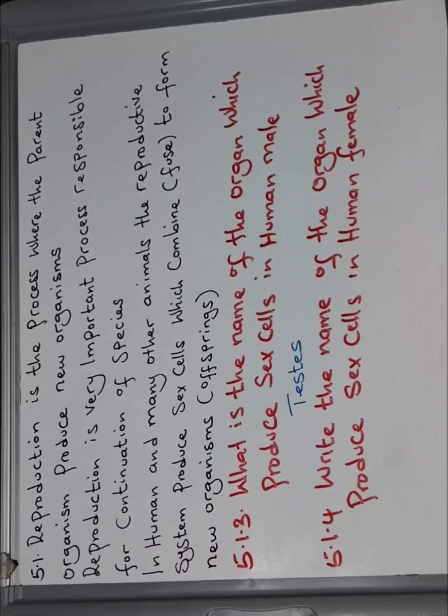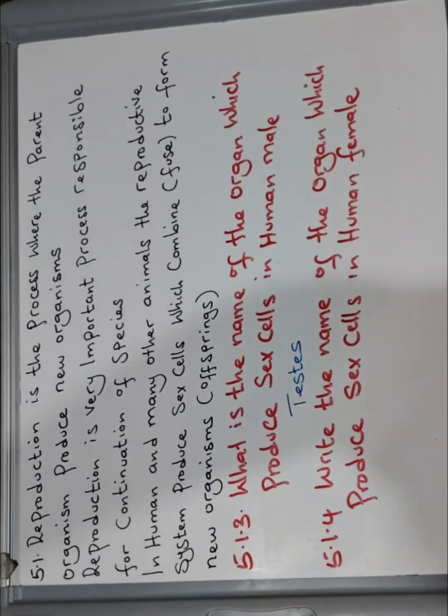Then comes another question. It says, write the name of the organ which produces sex cells in human female. Okay. Where are sex cells produced in female? Okay, they are produced from structures called ovary, which are located inside the female body, around the girdles. So the organ is called ovary.